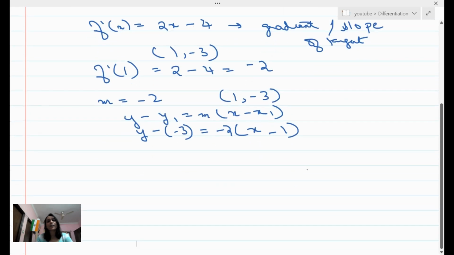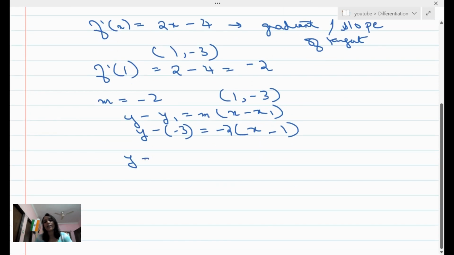And now I'm just going to simplify it a little bit. So this would be y plus 3 is equal to minus 2x plus 2. I can take the 3 to the other side. So this would be y is equal to minus 2x minus 1. And this would be an easy level problem where we've just gone through the steps of solving for a tangent.